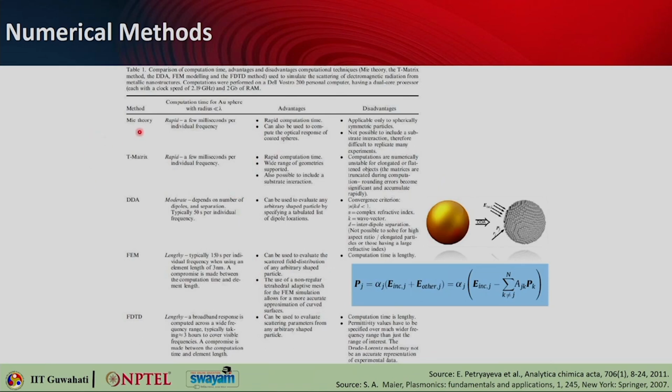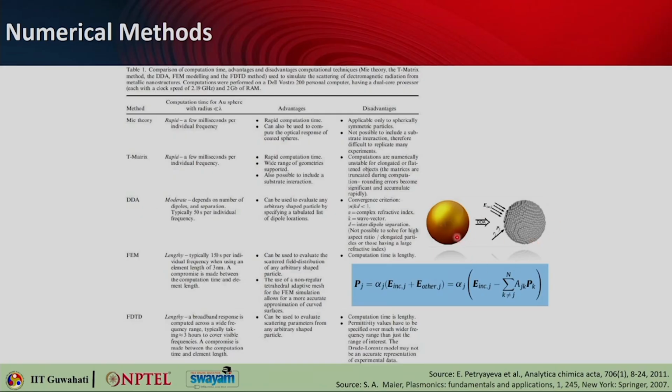So, as I mentioned, Mie theory can be used for spherical particles or infinite cylinders. You can go for transfer matrix method, where you have multiple layers and you can multiply them. Transfer matrix method is also kind of a computational method. Then, discrete DDA, discrete dipole approximation, is what is shown here.